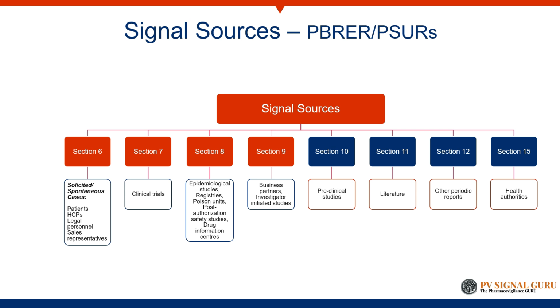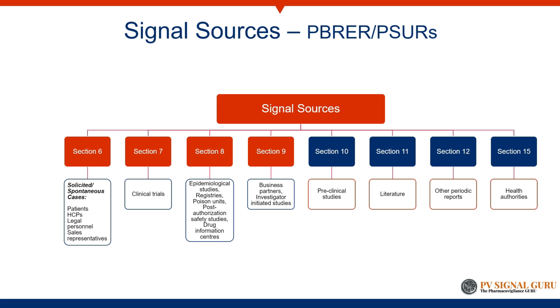Section 6, which is data and summary tabulations. While this section doesn't focus on a specific source, it reflects the cases included in the company's safety database, whether spontaneous or solicited. It provides the number of cases or events received during the review period and cumulative counts. The sources would be spontaneous or solicited cases for patients, HCPs, legal personnel, or sales representatives. As we've seen earlier, all the sources for ICSR creation.